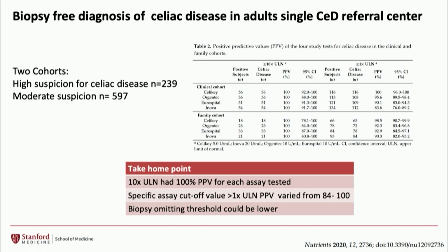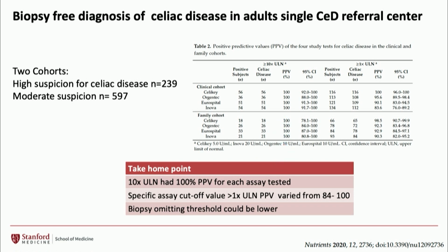I'm just going to quickly go over two studies that looked at applying the pediatric guidelines to adults. In one single center study, they looked at two cohorts: people highly suspicious for celiac disease, who had serologies and symptoms typical of celiac, and people with moderate suspicion, who are the family members of patients with celiac disease. And what they found was that when they applied the 10 times upper limit of normal, the positive predictive value was quite high. I mean, it was 100%. So it didn't miss the diagnosis.